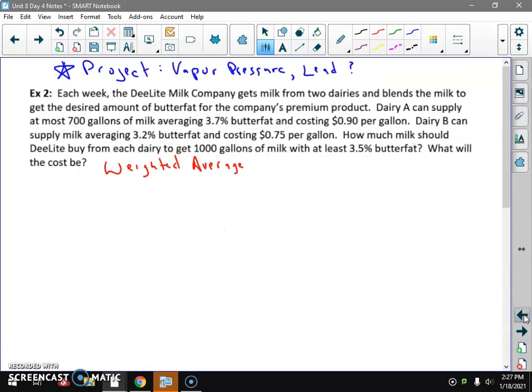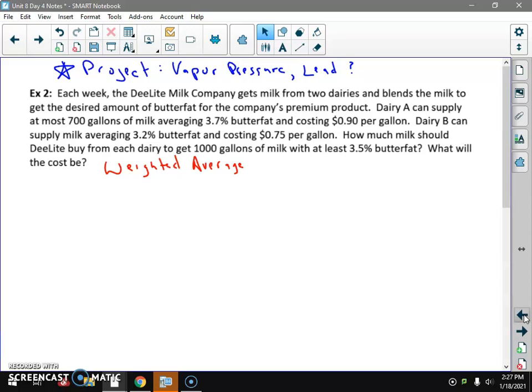All right, let's do the same thing here. It says D-Light Milk Company gets milk from 2 dairies, blends it together to get the desired amount of butter fat for the company's premium product. I don't know, maybe ice cream. Dairy A can supply at most 700 gallons of milk. That sounds like a constraint. Average butter fat, 3.7%, costing 90 cents a gallon. Dairy B can supply milk averaging 3.2 butter fat, costs 75 cents.